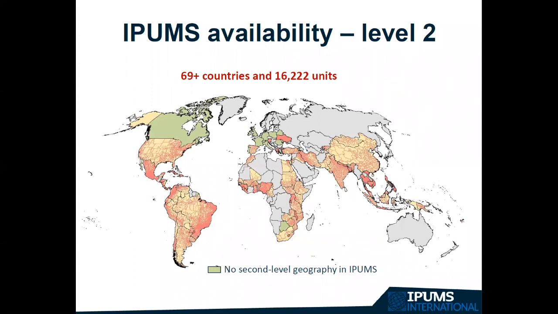We call this reconciliation of changes of geography geographic harmonization or spatial harmonization. And this is very different from the harmonization of other variables like marital status or education data or some of the other variables.